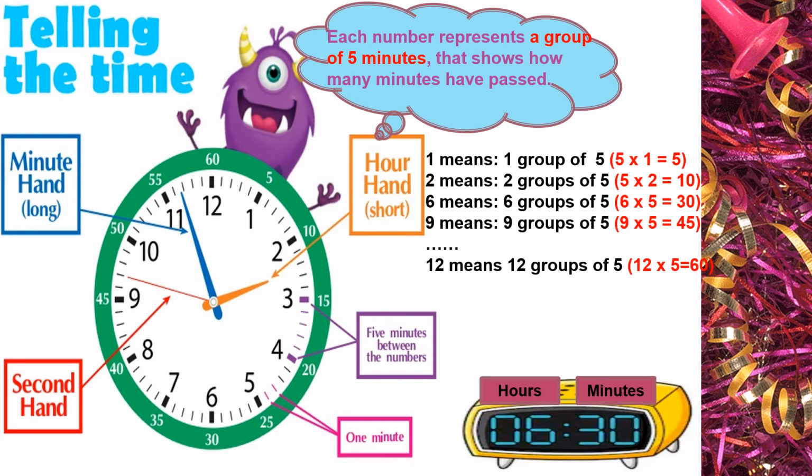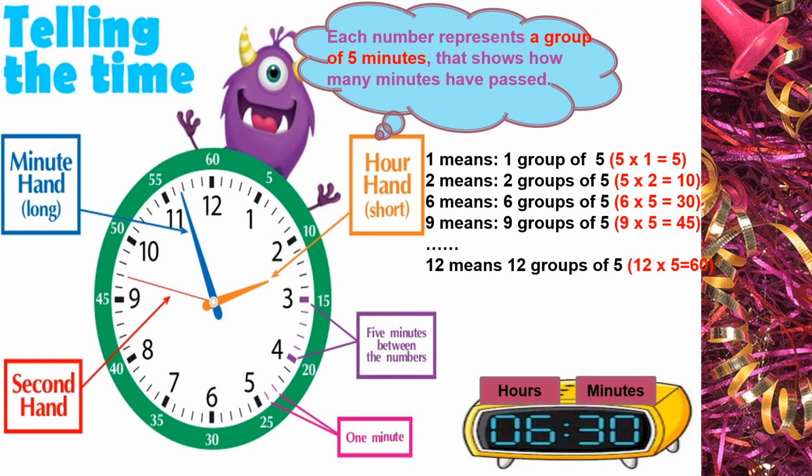5 times 1 equals 5. We studied it in the array. Yes, in array we studied it. And when it moved to number 2, it means 2 groups of 5. So 5 times 2 or 2 times 5 equals 10. And when it moved to 6, it means 6 groups of 5. So 6 times 5 equals 30. And in 9, 9 groups of 5. 5 times 9 equals 45.